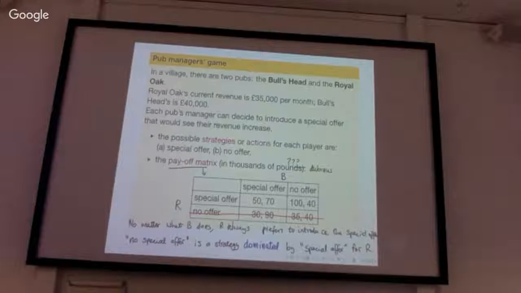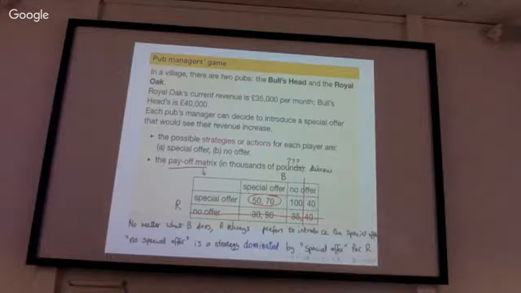If you look at what Bull's Head is going to do, they're also always better off introducing the special offer. So the same thing, no offer is dominated. So that means this is what's going to happen. The conclusion is that everybody's going to introduce a special offer. Is that clear?